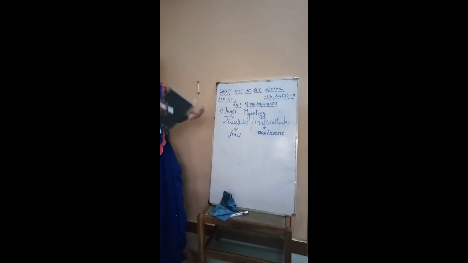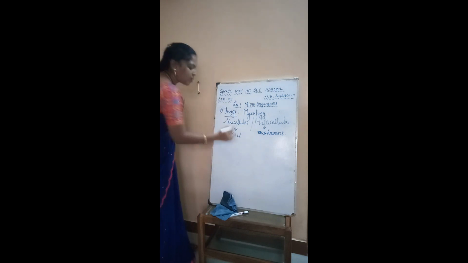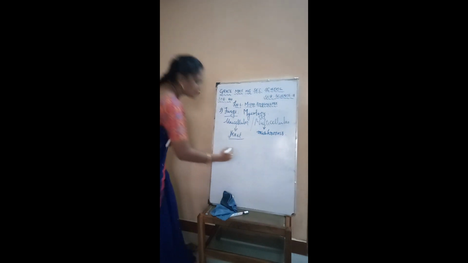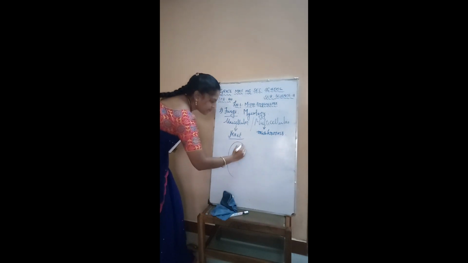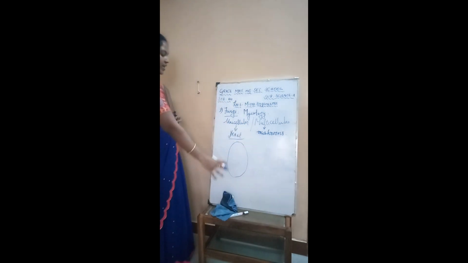Okay, children? Now, we are going to see about the unicellular form first, about yeast. Now, we will learn about the structure of the yeast. Yeast is actually ovoidal in shape, ovoid.